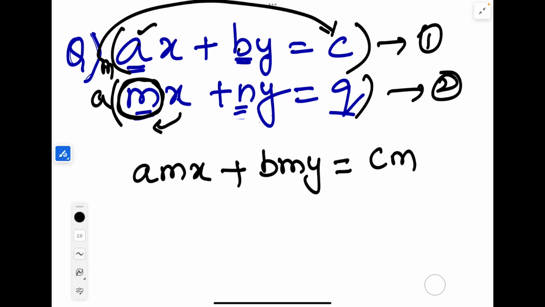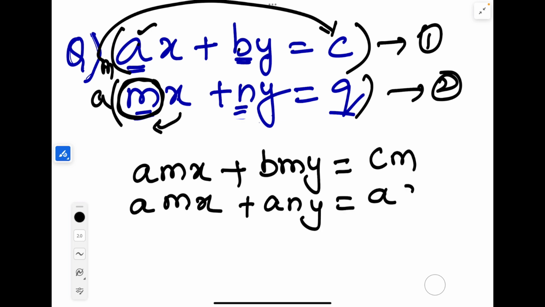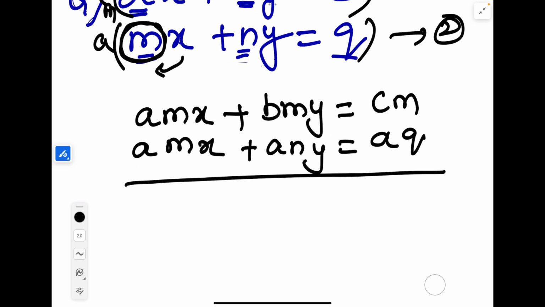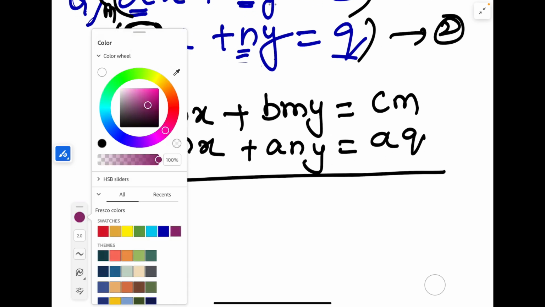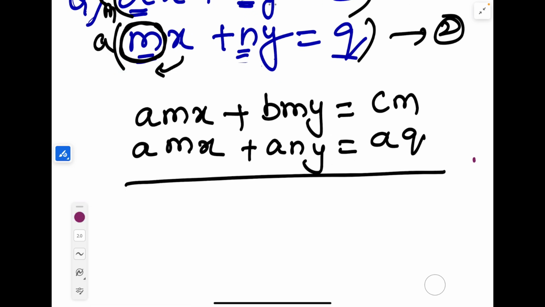Okay, let us see the second equation. In the second equation, we will be getting amx plus any equal to aq. Now if we observe, the coefficient of the x term has become the same, right? Now since the sign is positive in both cases, we have to go with subtraction. That means subtract both these equations. Whenever we are subtracting, the signs of the second equation will become opposite. Since all are positive, all the signs of this will become negative.